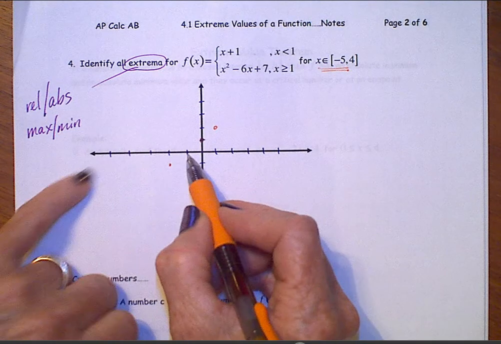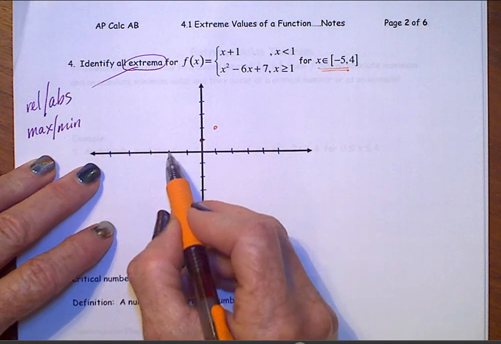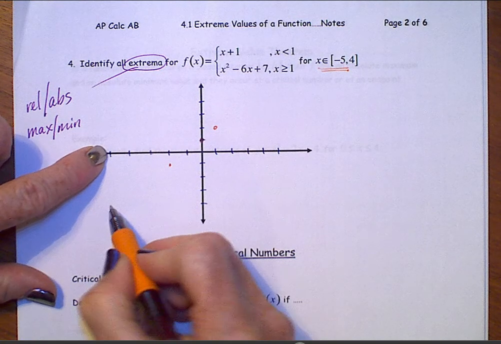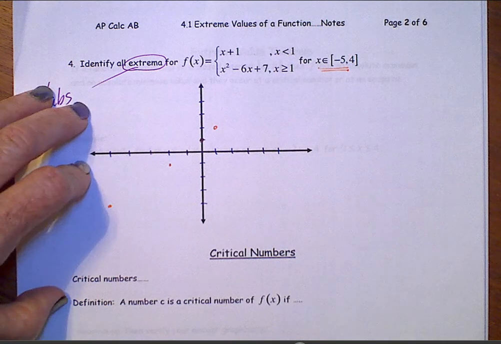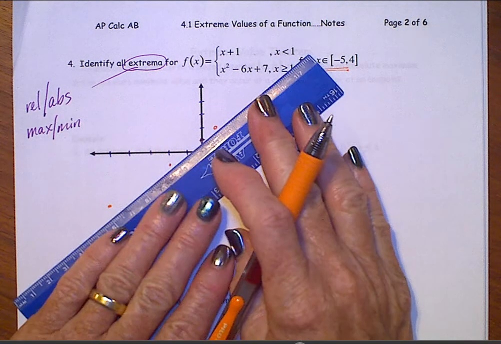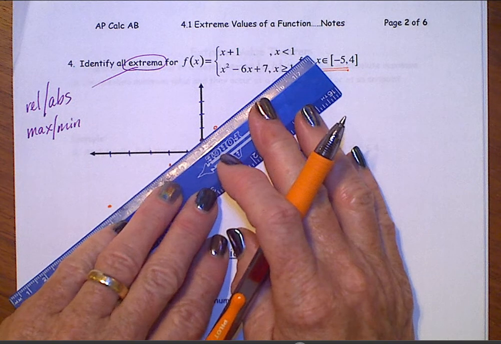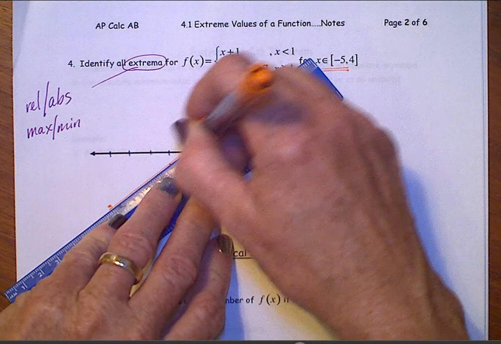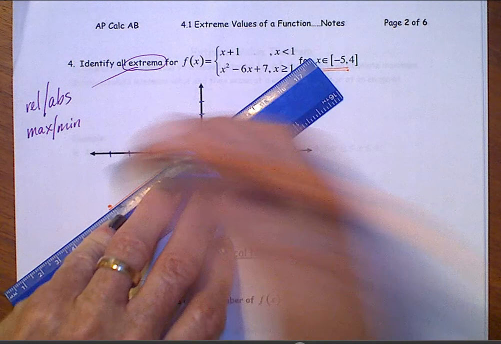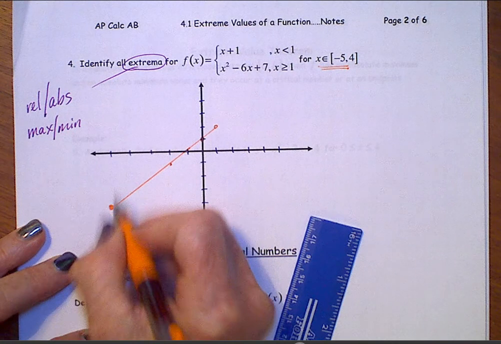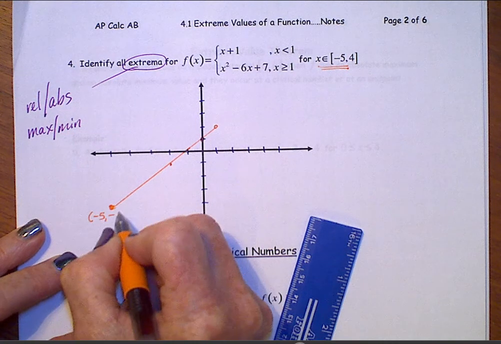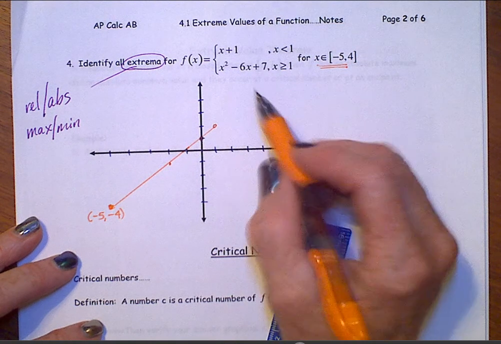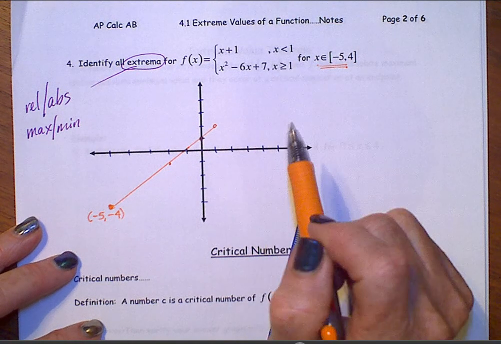So I know this is linear. Let me find my last point out here at -5, -4. Oh, my scale is off a bit here. That's all right. As long as we identify that ending point down here as -5, -4, we're good to go. This is open up here because this line is only valid for when x is less than 1.